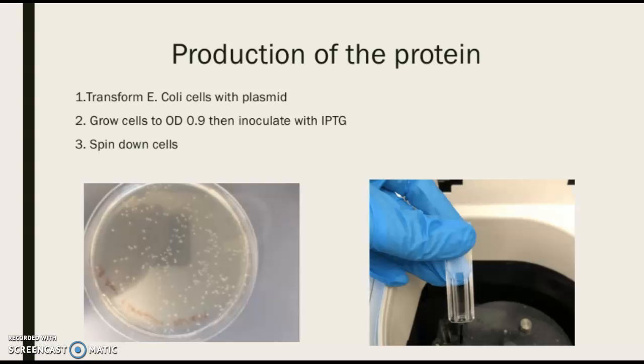To first purify a protein, you need to have a protein. So we use the bacterial cell line E. coli to produce our desired protein. We did this by transforming the cells with our known plasmid. We grew our cells in liquid culture of LB, and we also used the antibiotic carbenicillin to make sure that we're getting the one isolate that we wanted. We grew our cells to OD 0.9 and then inoculated with IPTG, and IPTG is just used to overexpress a protein in the cells. These cells are then spun down.